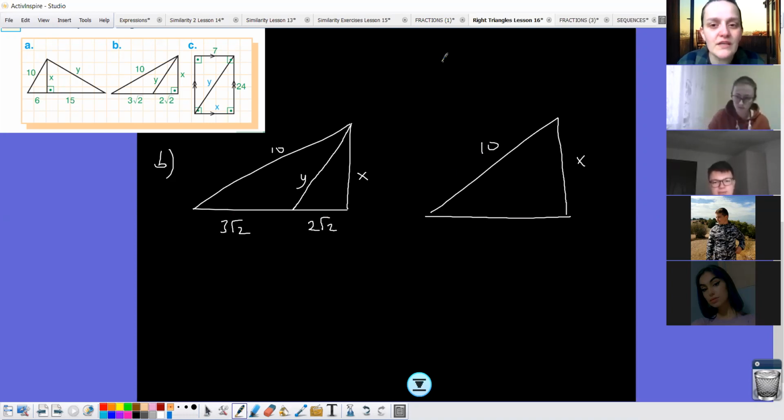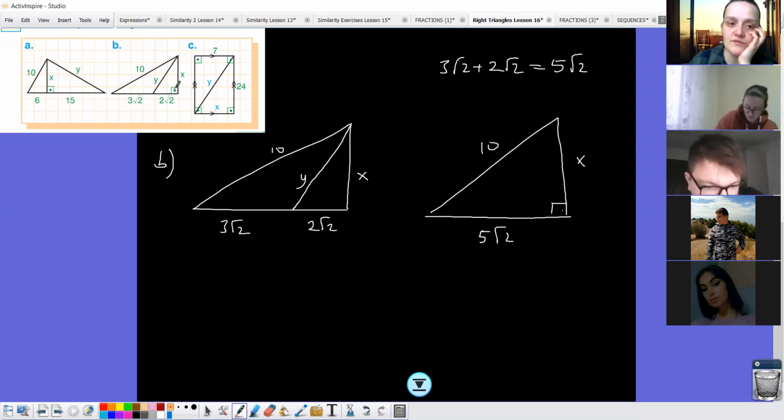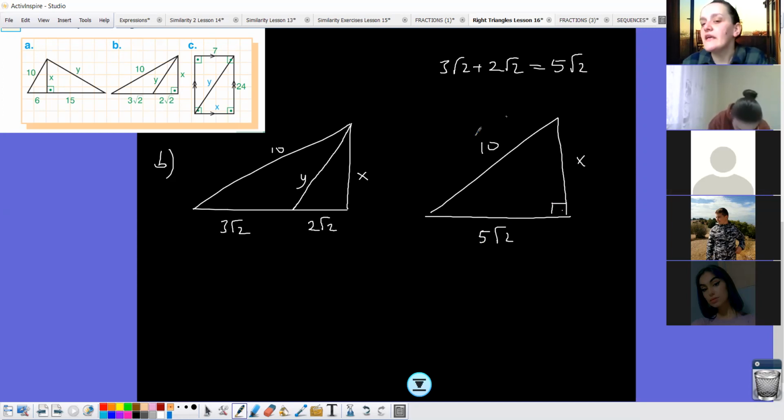So 3 root 2 plus 2 root 2 will be 5 root 2. So this one is 5 root 2. Now, we know that it is a right triangle, it's given. In this right triangle, how can I find x, Tringa?